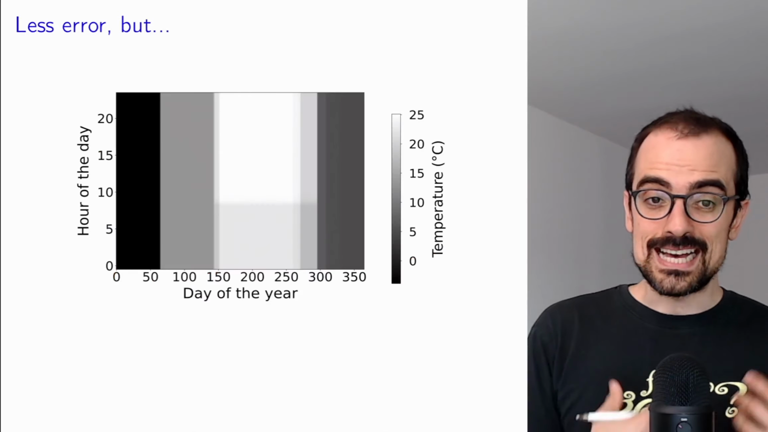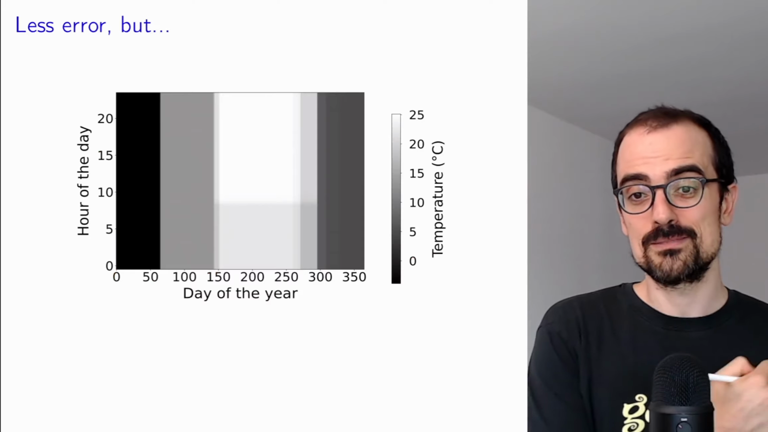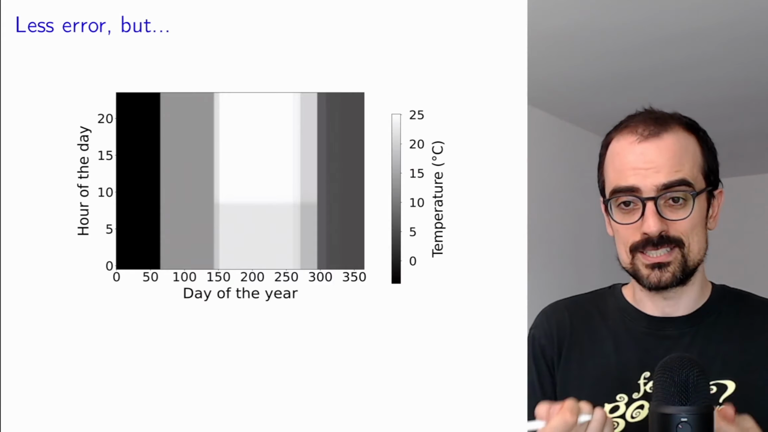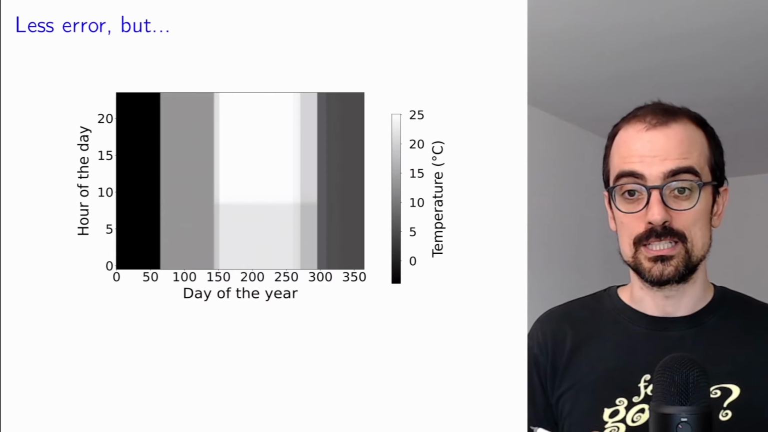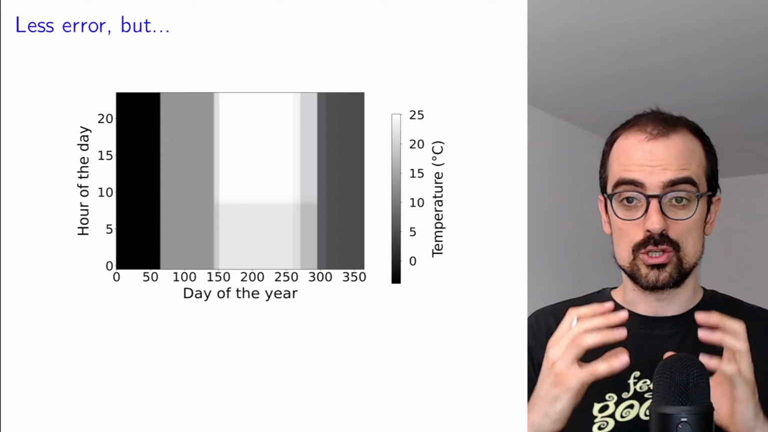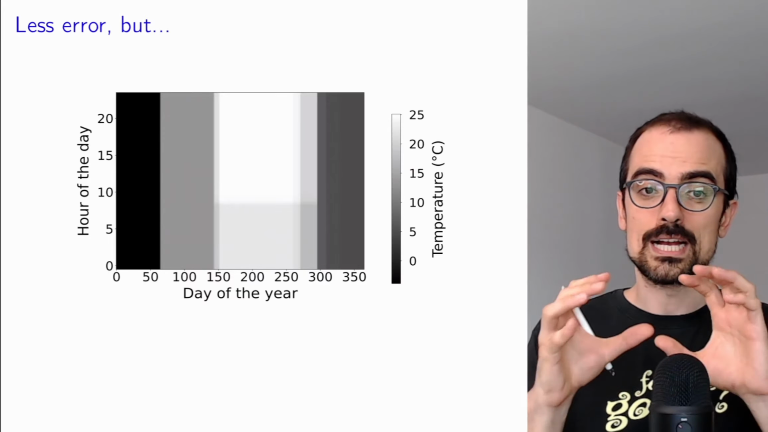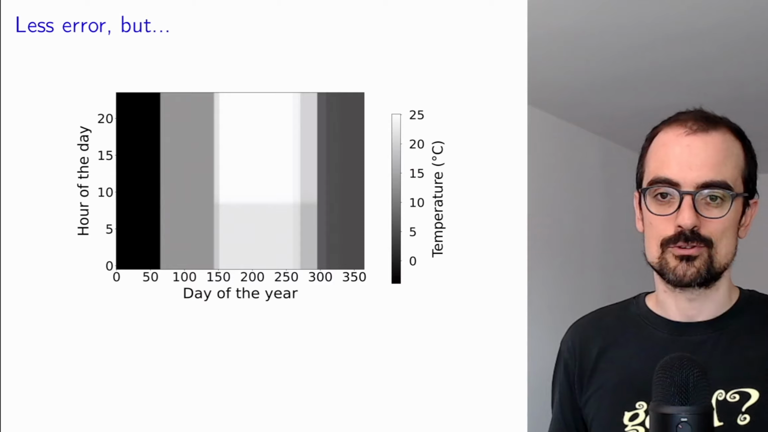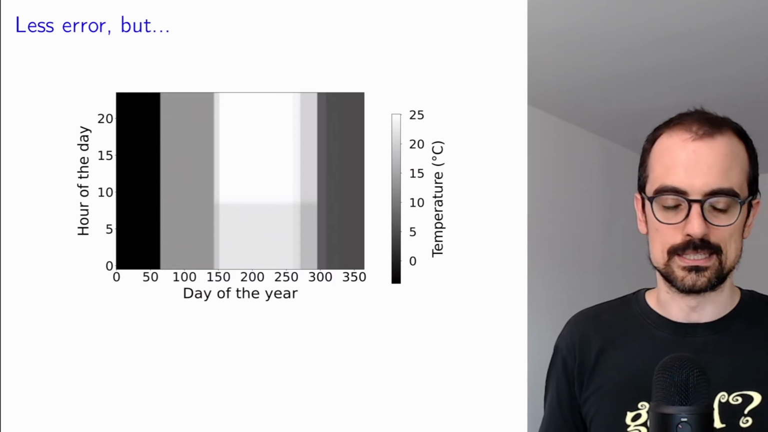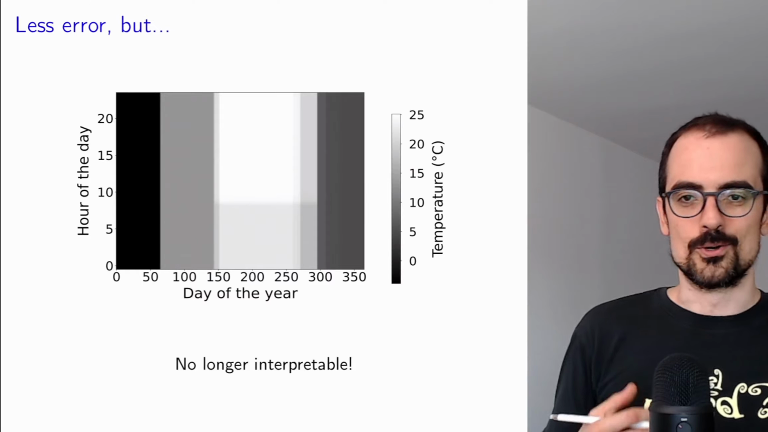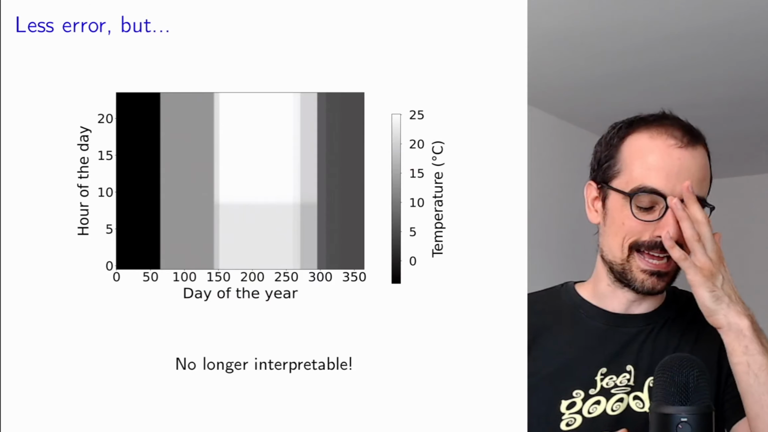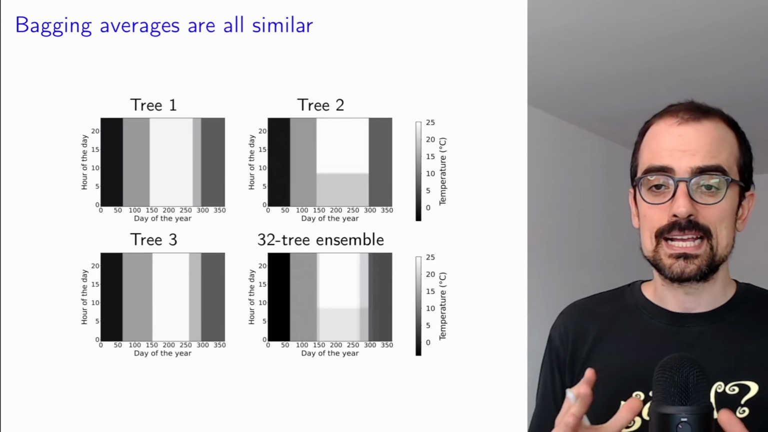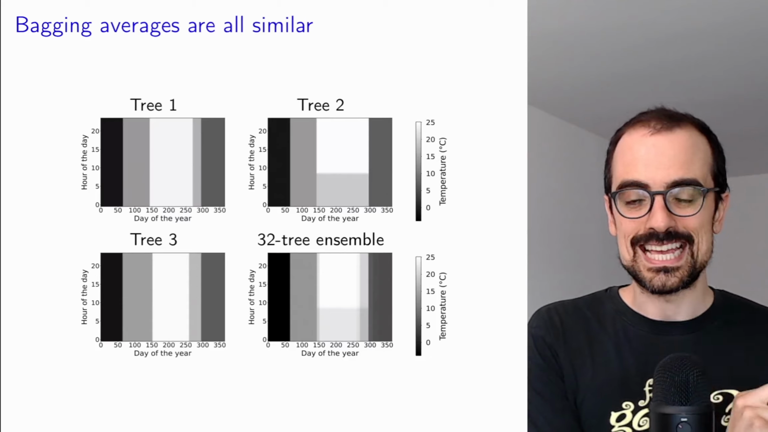We have improved the error, but now we have a model that is much more difficult to interpret because it's an average of 32 different trees, so it's much more difficult to explain why a certain estimate is produced. This is a common problem in sophisticated machine learning models that are able to capture nonlinear structure very well, and it's not restricted to bagging. This also happens for random forest, for boosting, and for neural networks. I gave it away before showing you. It's no longer interpretable.